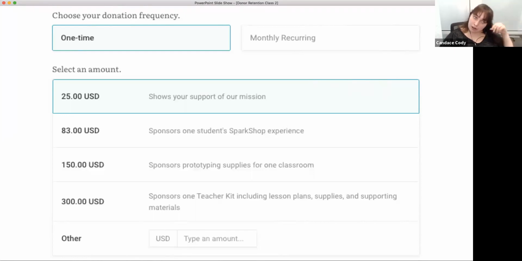So I like their $83 giving level. It's super clear that you're sponsoring one student SparkShop experience. 150 sponsors prototyping supplies. 300 sponsors a teacher kit. So I know exactly how my donation is going to be making an impact when I give to this organization. So I think the more that you're able to tie your giving amounts to impact, it just switches the donor's perspective from just giving another gift to giving a gift so that they can make an impact.